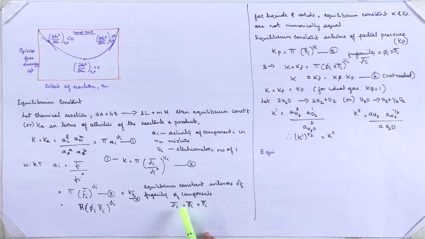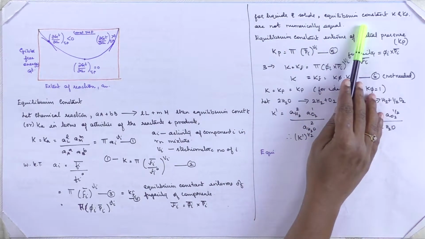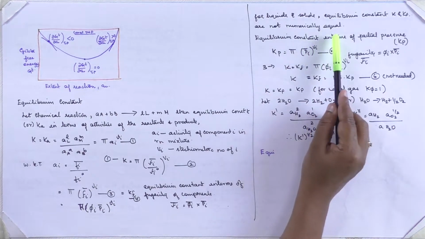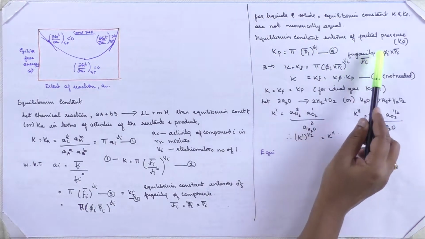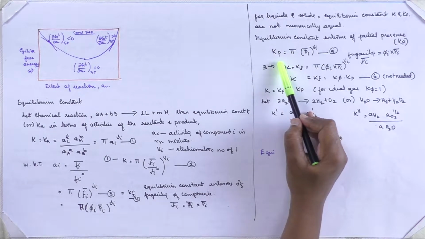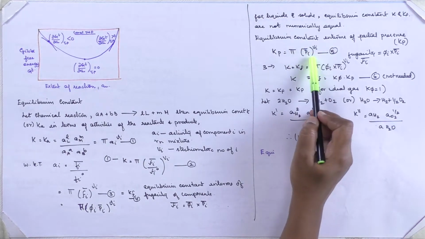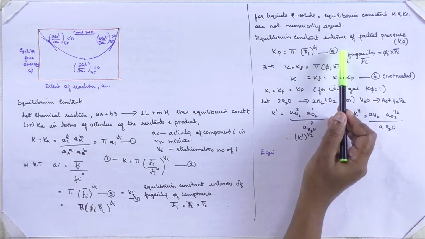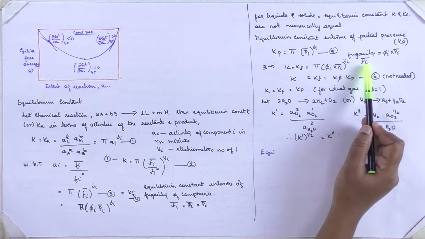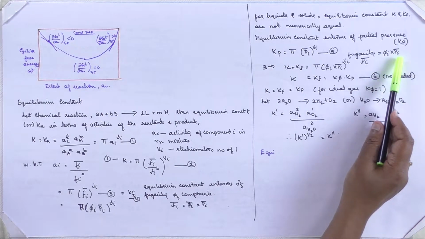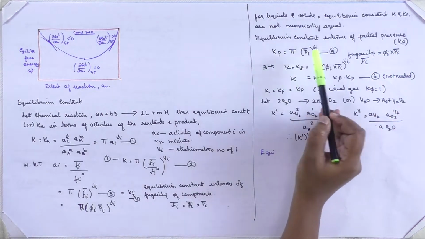We know that f_i bar is equal to phi bar into p_i bar. So, this expression we are substituting in equation 3. We get pi phi into p_i bar to the power v_i, where this is the whole expression. And for liquids and solids, the equilibrium constants K and Kf are not numerically equal. So, the equilibrium constant in terms of partial pressure Kp is given by Kp is equal to pi p_i bar power v_i. This expression is equation 5, and we already know that the fugacity is in terms of phi into partial pressure p_i bar. So, this we are substituting in equation 5.